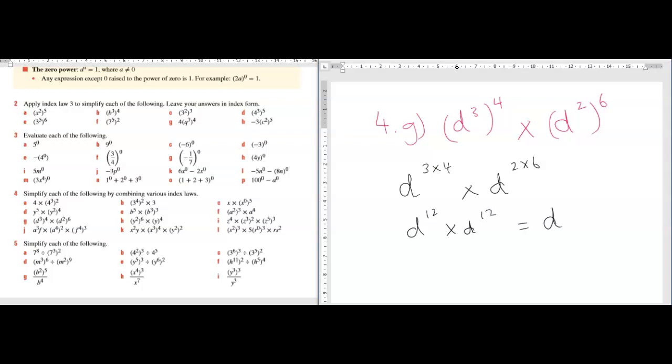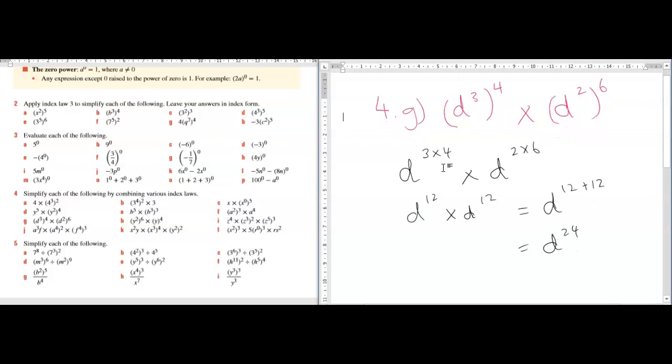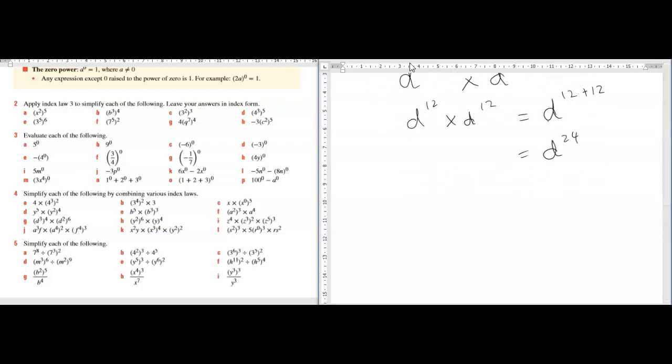Now remember, we're now multiplying our bases. We've got rid of the brackets, so our bases are the same, so we're now adding our powers. So that's index law 1. So we've got d to the power of 24. All right, let's have a look at another one.